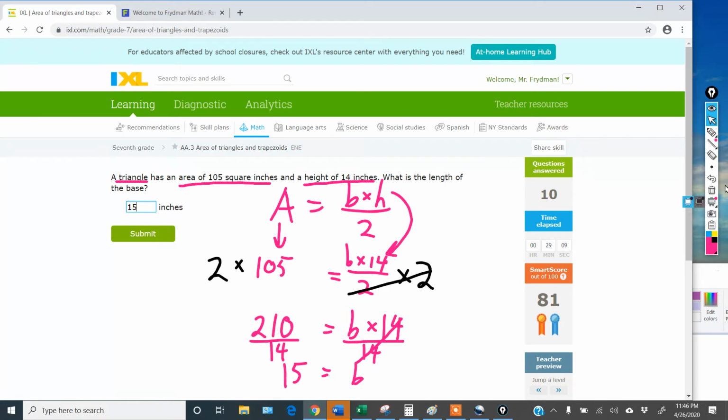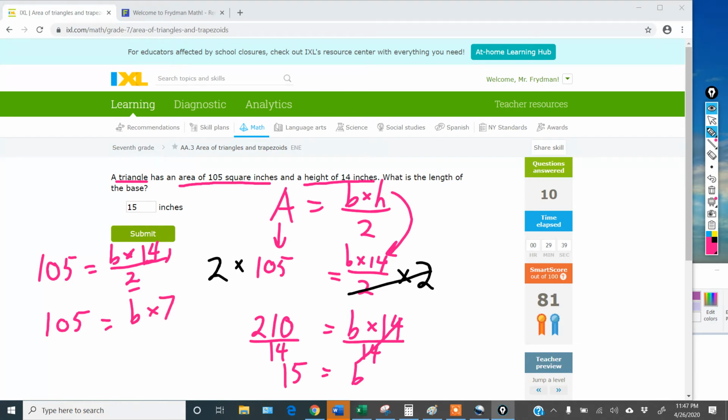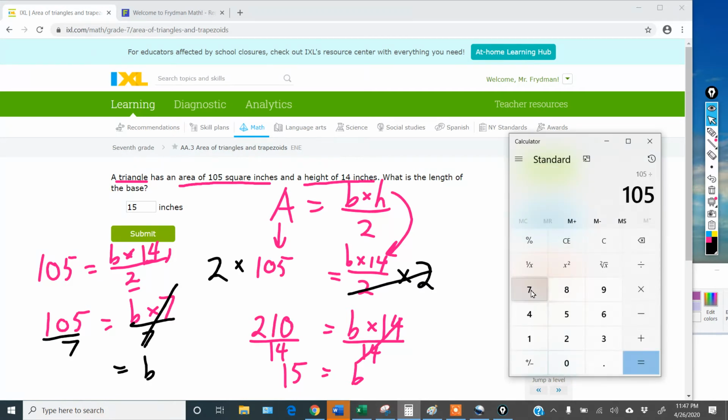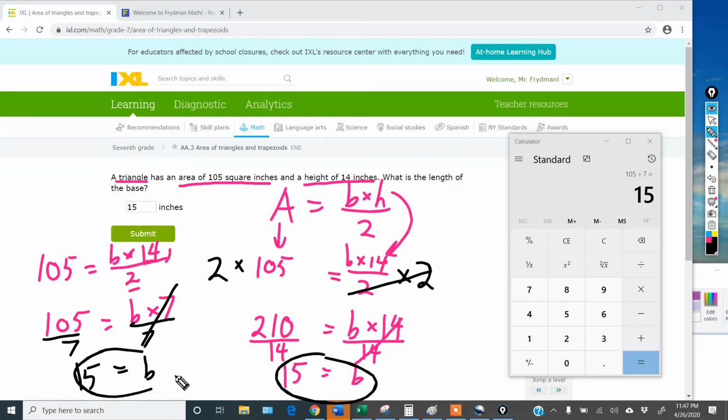And I just wanted to show you that you could actually do that a different way. So starting from this point over here, we could say that 105 is equal to B times 14 divided by 2. But then we could just say that 14 divided by 2 is 7. So we could just rewrite this as 105 is equal to B times 7. And then we could divide both sides by 7. The 7's cancel, and B is equal to, and if I do that, you'll see that again I'll get the same answer. So 105 divided by 7 is equal to 15. Right, so we get the same answer that way also. Just another way of doing it. Okay, same answer here and here.